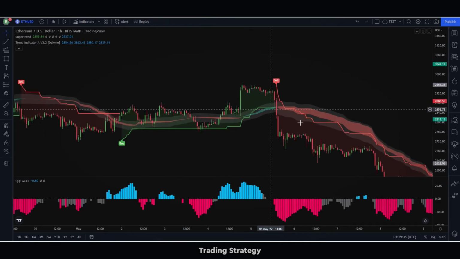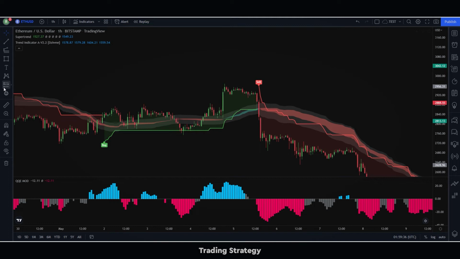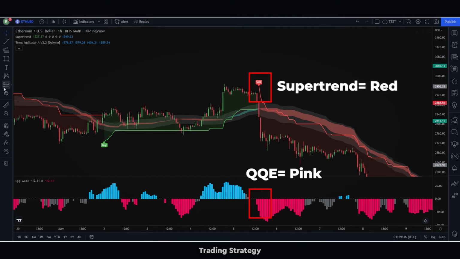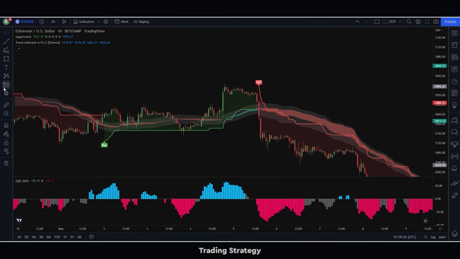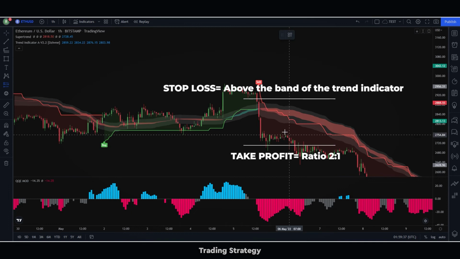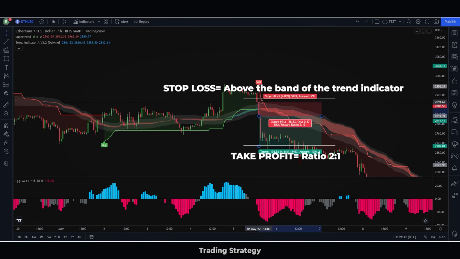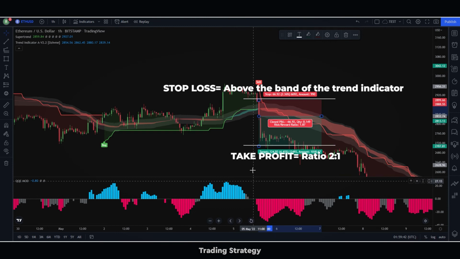To carry out a sell operation, the process is somewhat similar. First, we must wait for the super trend to be red and the QQE to show pink bars. If these two things are fulfilled, we will carry out the sell operation. We will place our stop loss above the band of the trend indicator and the take profit in a risk-benefit ratio of 2 to 1, that is, twice our stop loss.